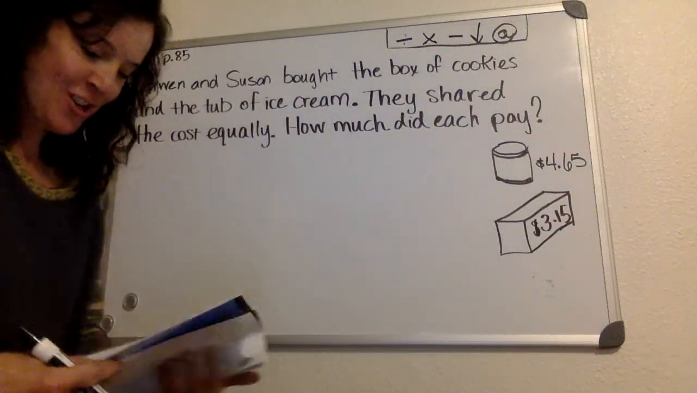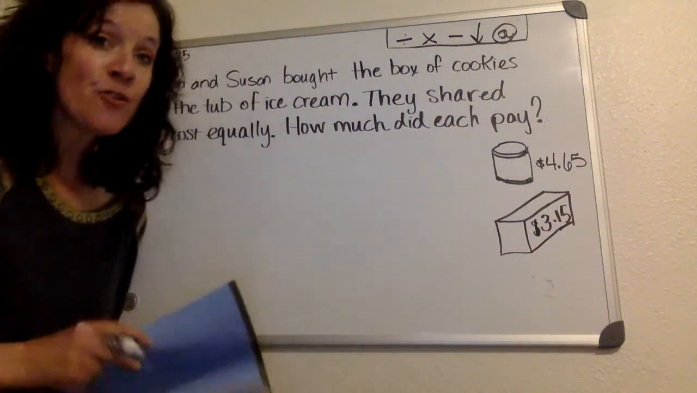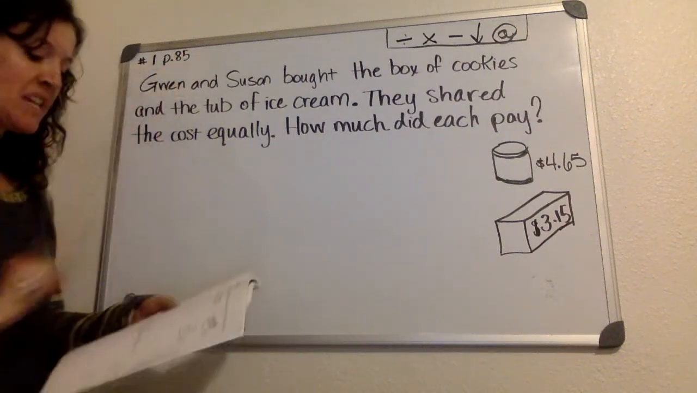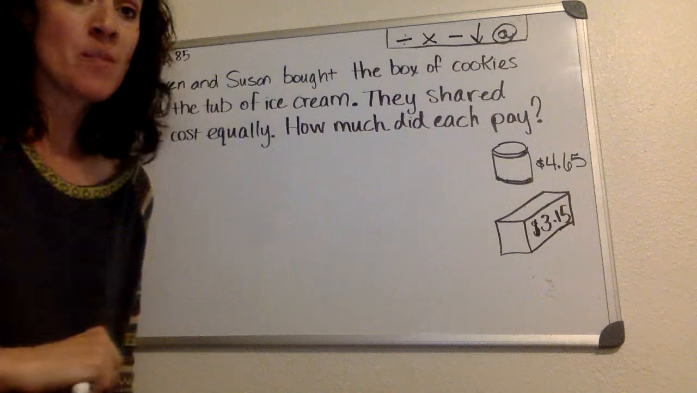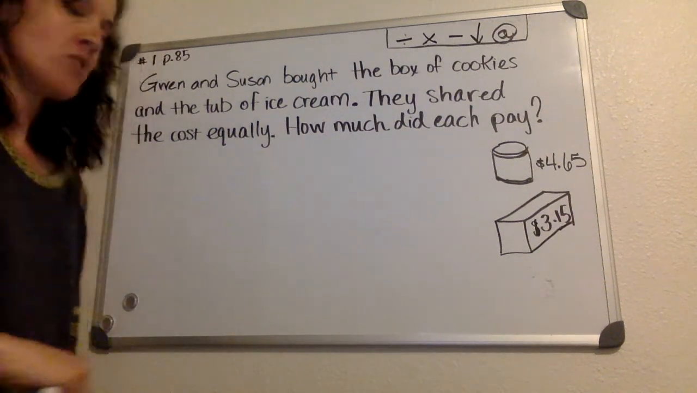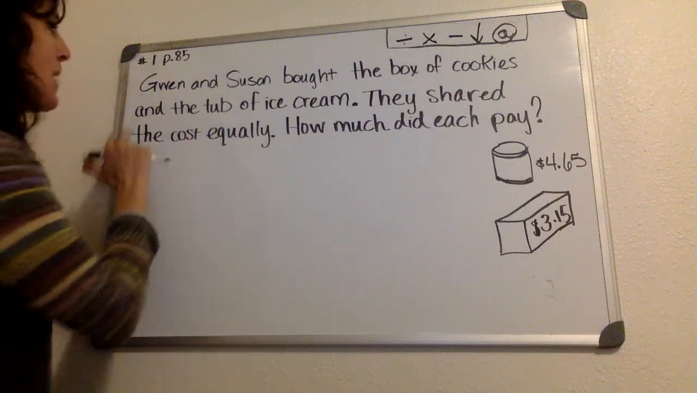All right, fourth grade. Here we are in exercise 40. Exercise 40, number 1. So it's number 1 on page 85. We're just going to jump right in. These are a little bit trickier than exercise 39, but they're still not too bad.